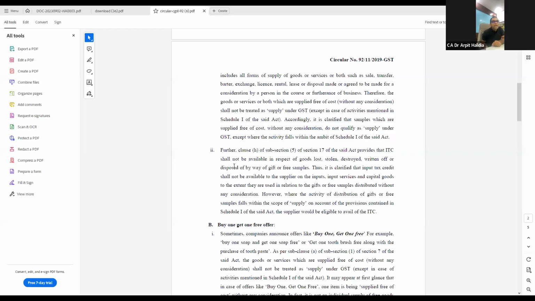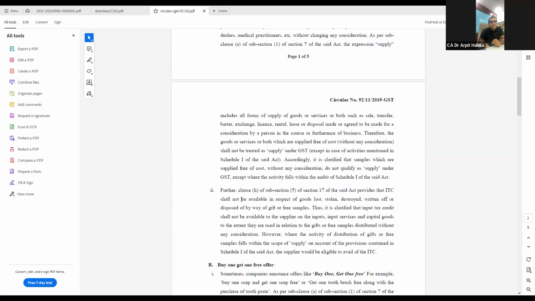See, this is the para number 2. It partly addresses the query which was raised by Vivekji also. Further, this is for free sample and gifts. Further, clause (h) of sub-section (5) of section 17 of the CGST Act provides that ITC shall not be available in respect of goods lost, stolen, destroyed, written off or disposed of by way of gift or free sample. Thus, it is clarified that ITC shall not be available to the supplier on input service and capital goods to the extent they are used in relation to gifts or free samples distributed without any consideration. However, where the activity of distribution of gifts or free samples falls within the scope of supply on account of provisions contained in Schedule 1 of the CGST Act, the supplier will be eligible to avail the ITC.